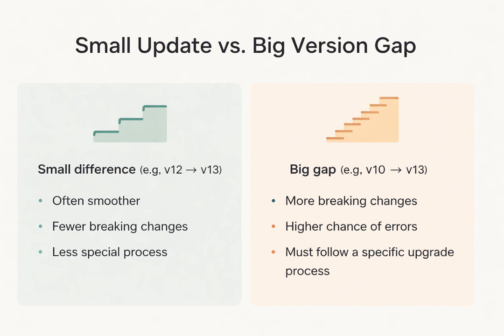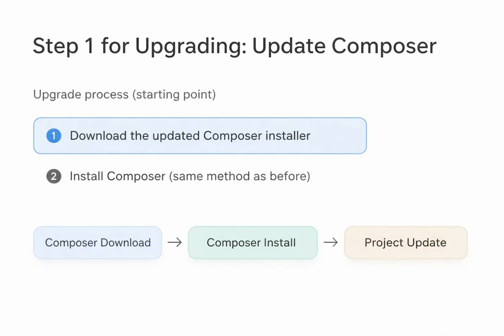But if the project is very old, like version 10, and you try to jump to 13, that's a big gap. In that situation, more things have changed, so errors are more common, and the instructor emphasizes that you must follow a specific process, rather than hoping an automatic update will fix everything. For the upgrade process, the first concrete step mentioned is to update Composer. Composer is the dependency manager Laravel relies on, so if Composer itself is outdated, you can run into problems when trying to update Laravel packages.